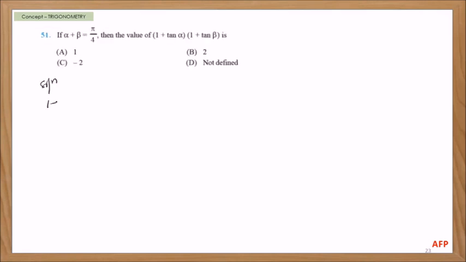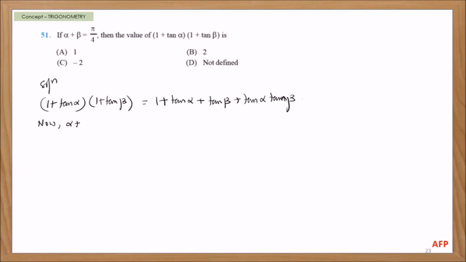So first we will expand this. First we will go for this expansion: 1 plus tan alpha, 1 plus tan beta, equals 1 plus tan alpha plus tan beta plus tan alpha tan beta. Okay, so this is for the first condition.